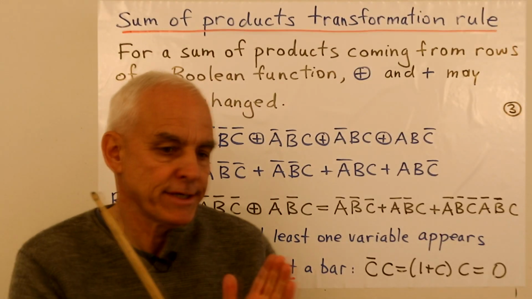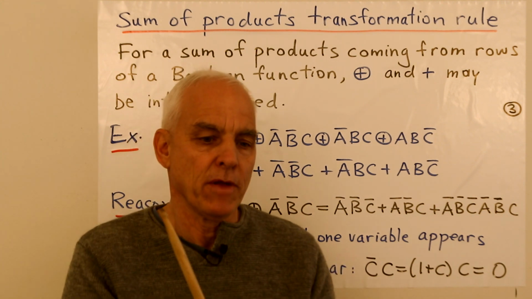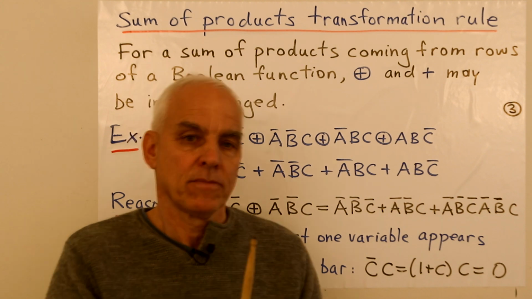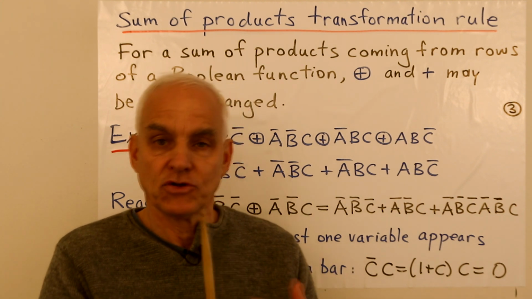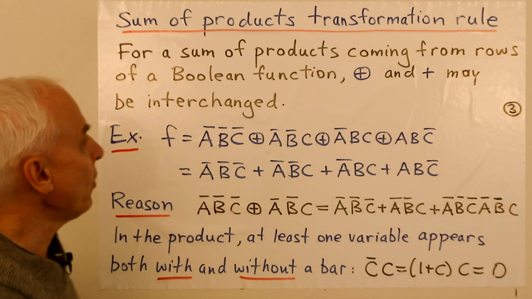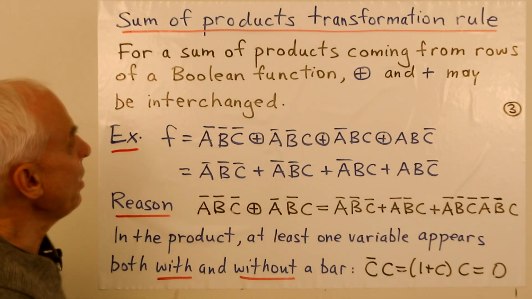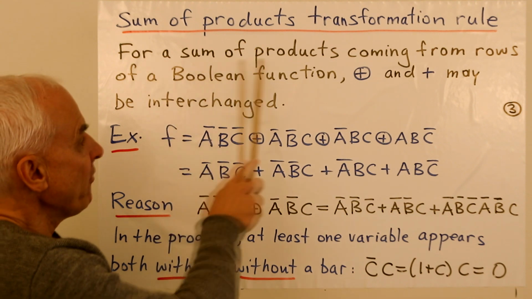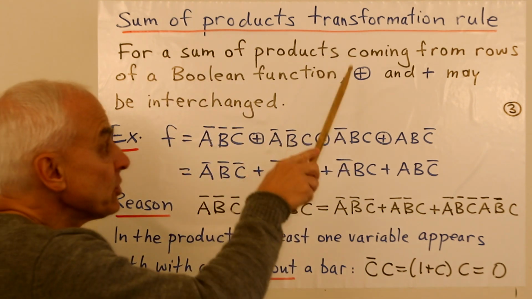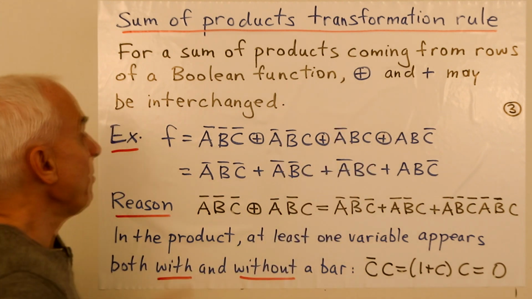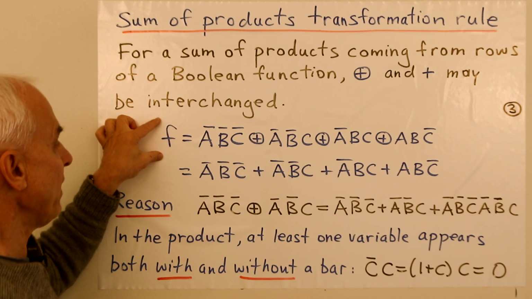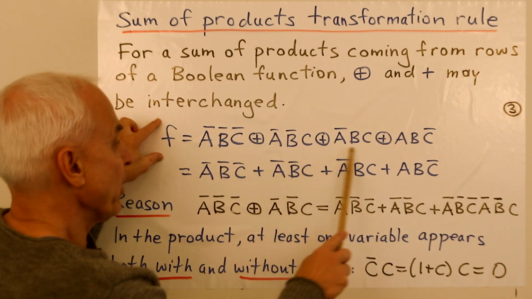So now there's an important sort of transformation rule here that allows us to go from the circle sums to the ordinary sums, to replace that or in the description of a sum of products with an exclusive or. So I call this the sum of products transformation rule, and it is that for a sum of products coming from rows of a Boolean function, the circle sum and the ordinary sum may be interchanged. In other words, here is the function f that we've just talked about. Here's the expression that we just have.